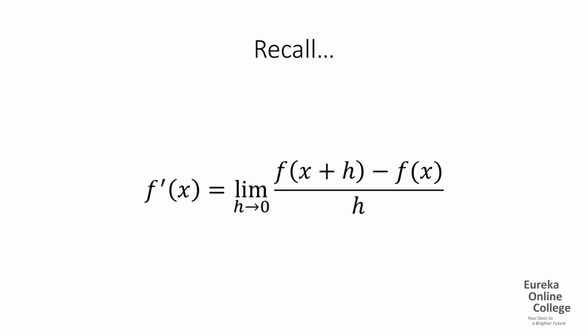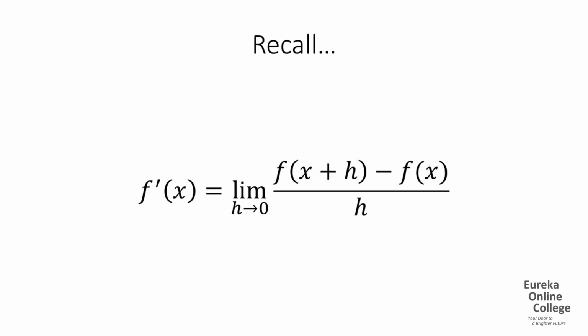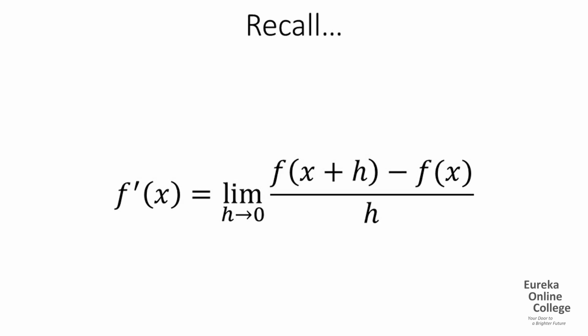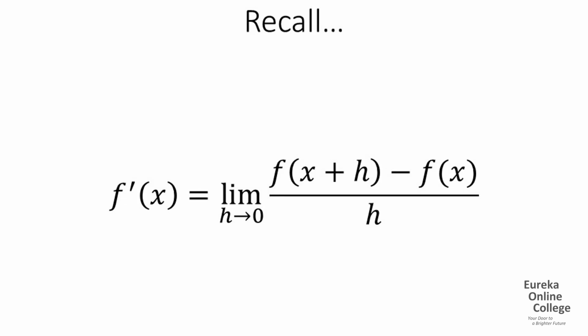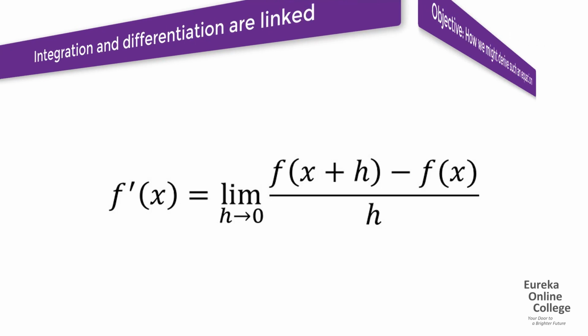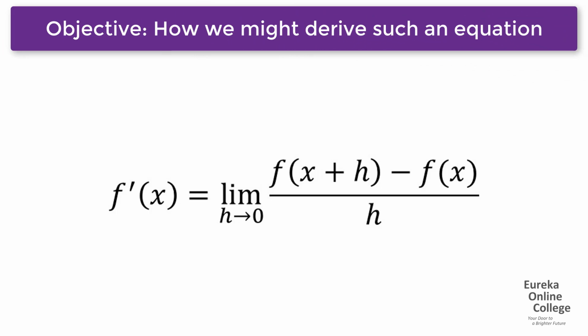Okay, so what we're going to need to recall is the formula that we've used for differentiation from first principles. Just to recall, the derivative of a function at a point is equal to the limit as h tends to 0 of f of x plus h minus f of x, all over h. So you probably know that integration and differentiation are linked. There's a famous theorem that links the two. So we're going to look at how we might derive such an equation.